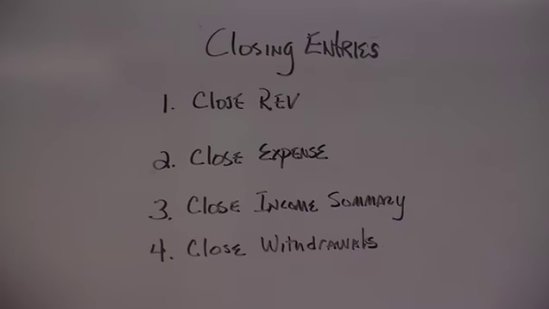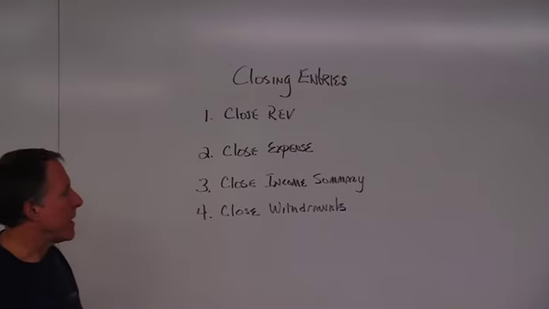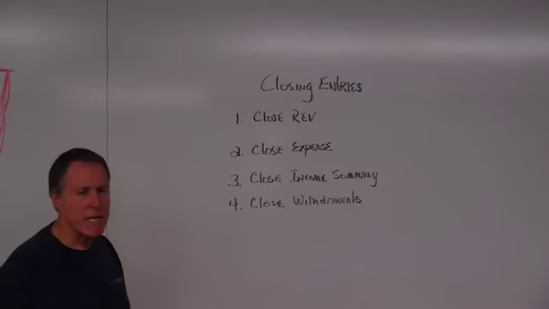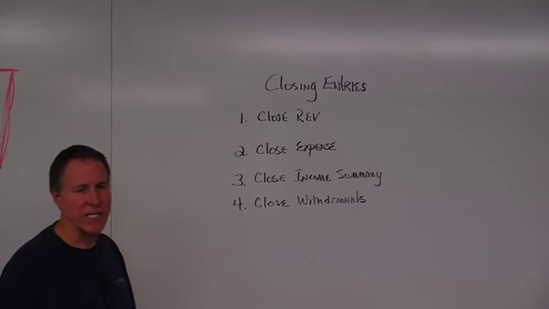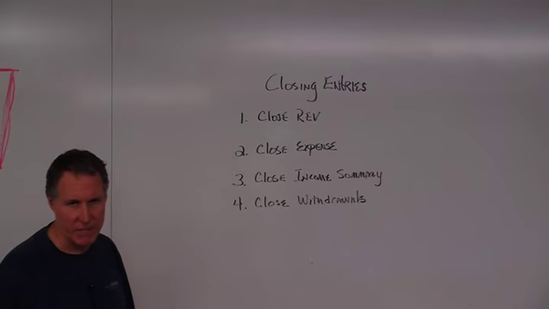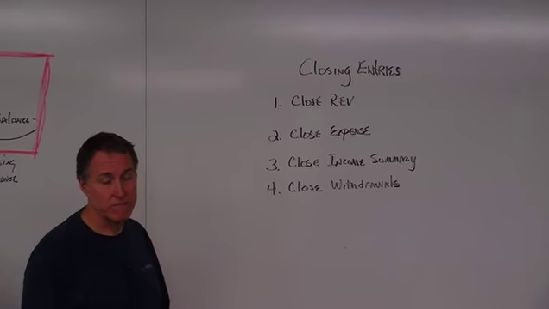Now, income summary is a temporary account, and it is sometimes categorized in the equity area, but its categorization isn't important because income summary doesn't go on any financial statements. It is used only in the closing process.